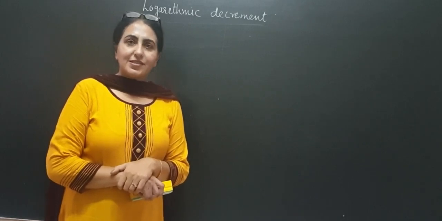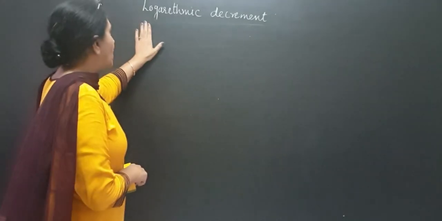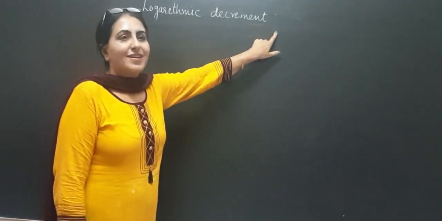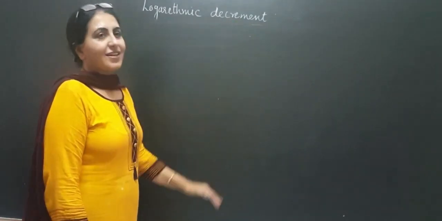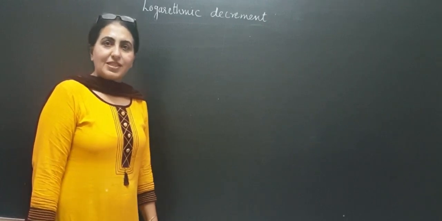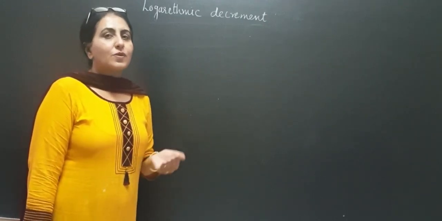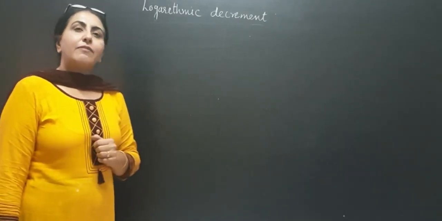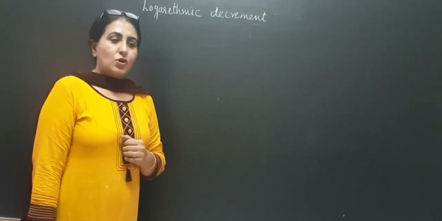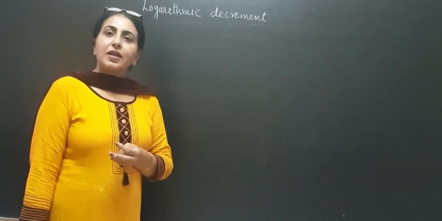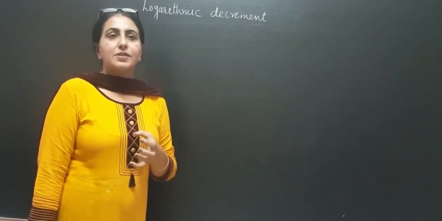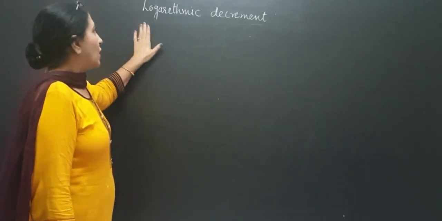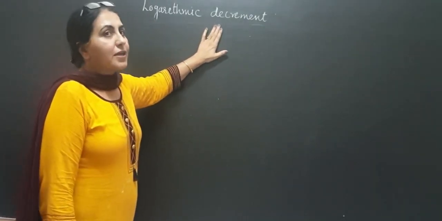Today we will discuss the topic of logarithmic decrement. From the name it is clear: decrement means decrease. So we will discuss the decrease in amplitude of a damped oscillator, which can be mechanical and also electrical. In the previous lecture we did relaxation time. Relaxation time, logarithmic decrement and quality factor give the measurement of damping effects. Clear? Now in this lecture we will do logarithmic decrement.